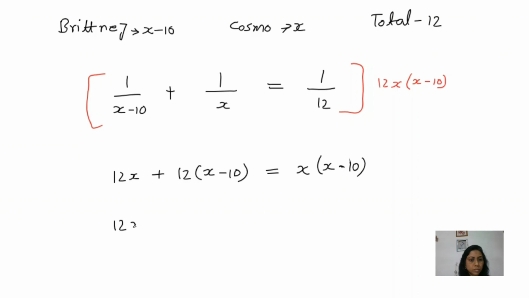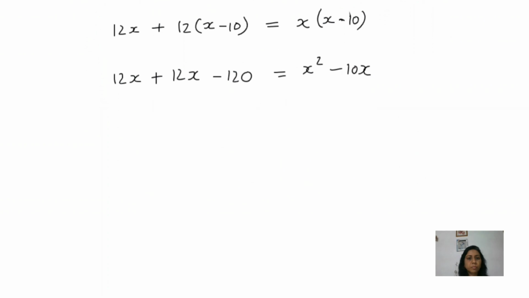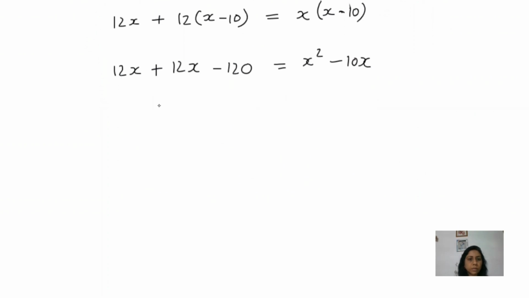This is 12x. Now 12 we multiply with the parenthesis, so 12 times x is 12x, and 12 times minus 10 is minus 120. Then x times x is x square, and x times minus 10 is minus 10x. We can combine like terms: 12x plus 12x is 24x, minus 120, is equal to x square minus 10x.